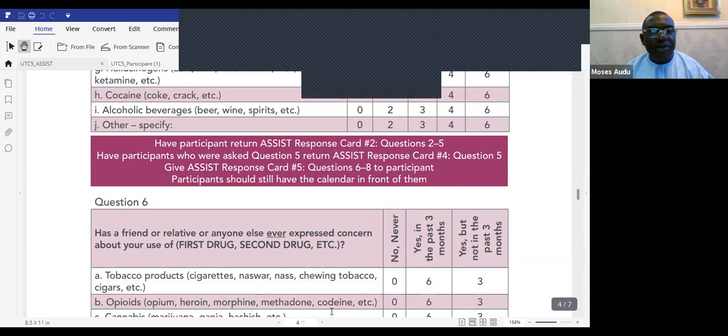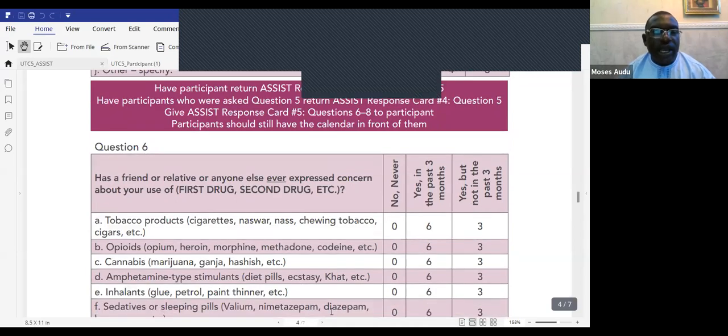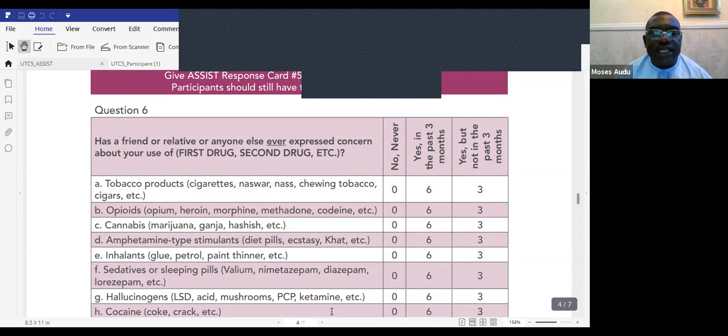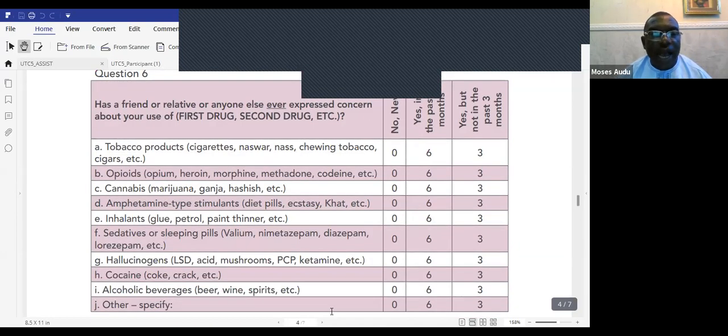We're moving on. So, ask you another question. Has a friend or relative or anyone else ever expressed concern about your use of tobacco, opioids, cannabis, sedatives, or alcoholic beverages in the past 3 months? Has a friend or relative or anyone else ever expressed concern about the use of tobacco in the past 3 months?